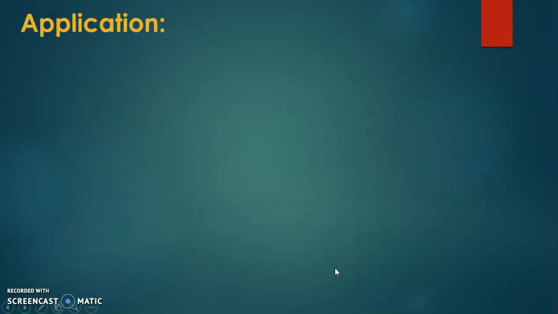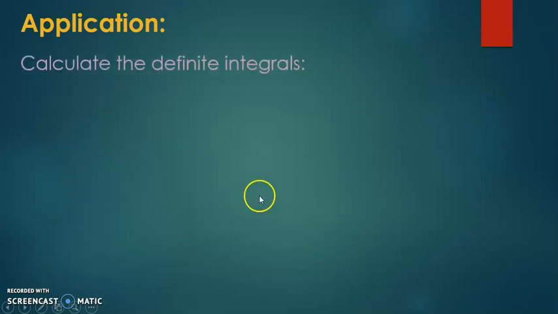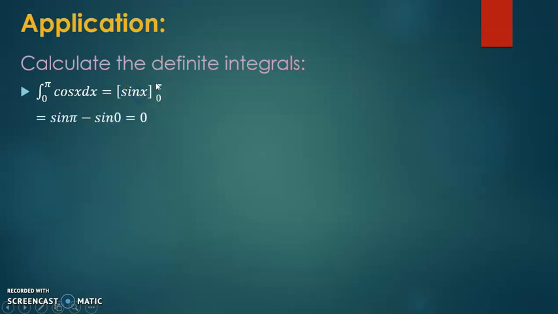Now this is also an application. Pause the video and try to do them by yourself. The first integral is the integral of cosine x from 0 to pi. So first we find the integral of cosine x, which is sine x, and then we put the brackets and we put the boundaries here. Then we evaluate the integral at pi minus evaluating this integral at 0. So sine pi minus sine 0, you'll get 0.